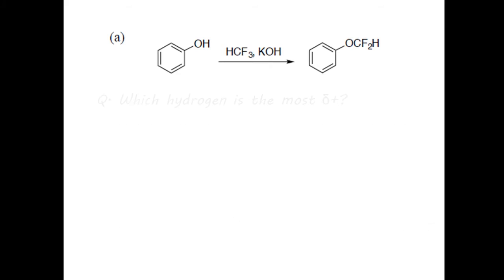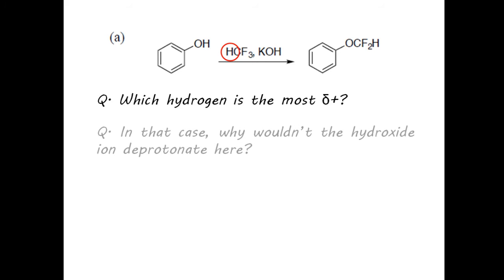This is a good mechanism and exactly what we'd expect, but it turns out the reaction actually goes a different and rather strange way. First, can you tell me which hydrogen is the most delta positive? They should choose the one on the trifluoride and justify it in terms of electron withdrawing fluorides. In that case, why wouldn't the hydroxide ion deprotonate here? They should conclude it does, not least because you've told them a different mechanism is at work.